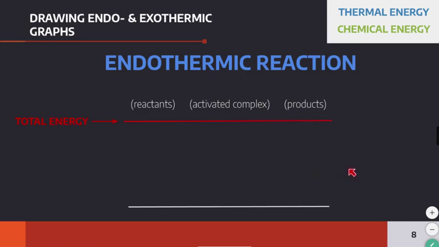Next, you're going to draw out an endothermic reaction graph. Similar to before, go ahead and set it up with your baseline, your total energy line, label your total energy, and label your reactants, activated complex, and products. Pause this video while you're doing that.